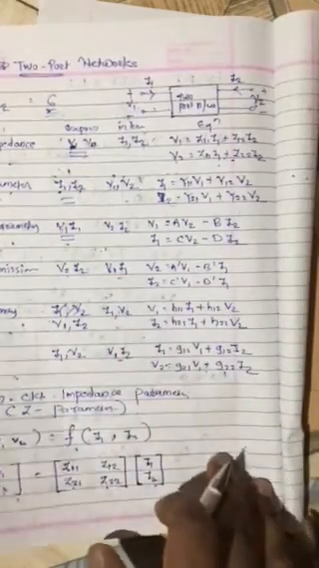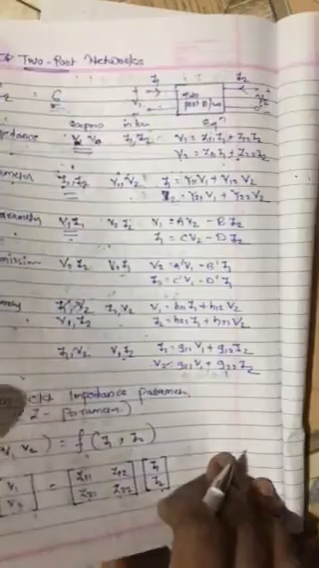Today we are going to learn the short circuit admittance parameters and also the condition for reciprocity and the condition for symmetry. Okay, so let's start.